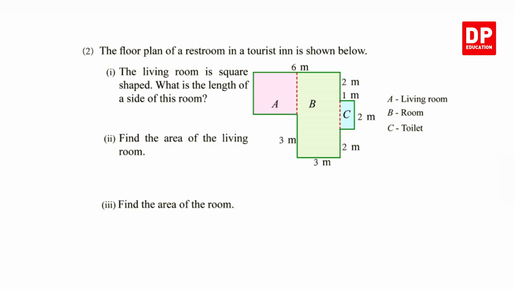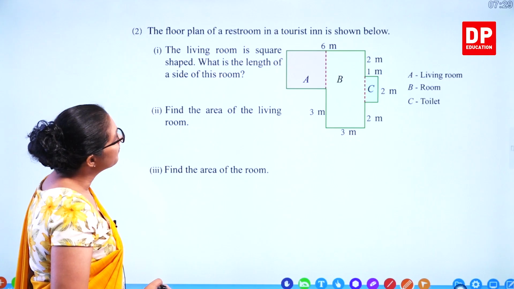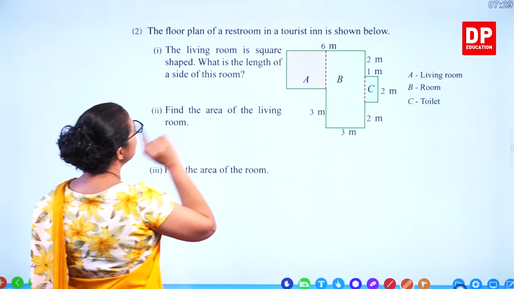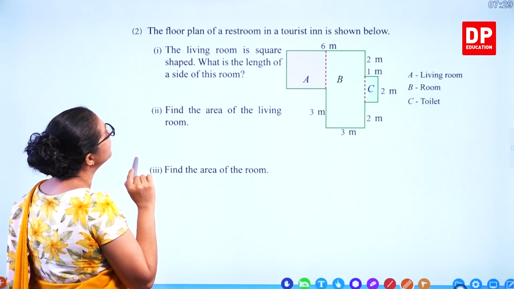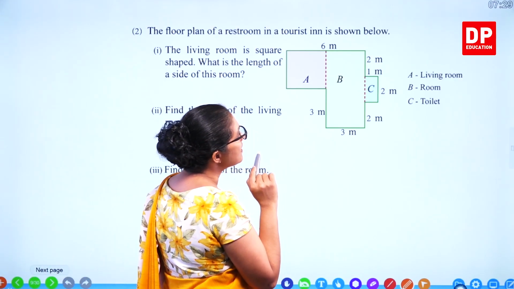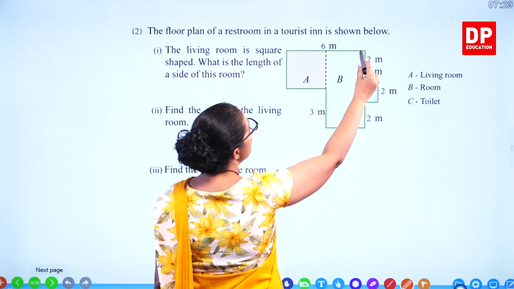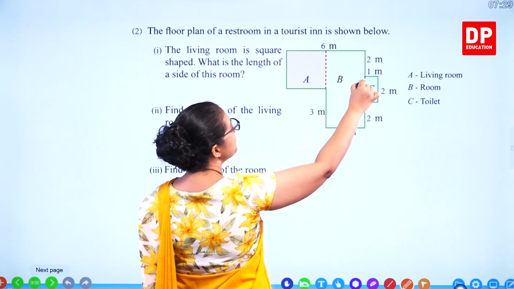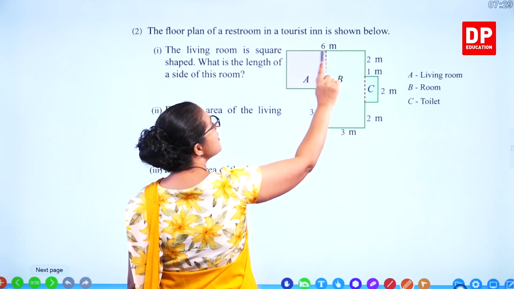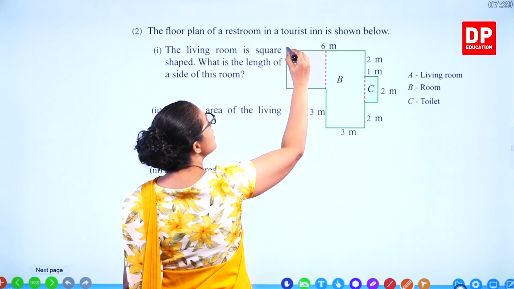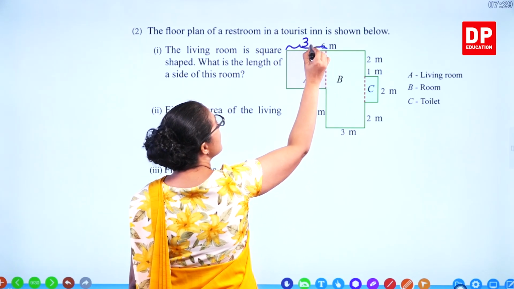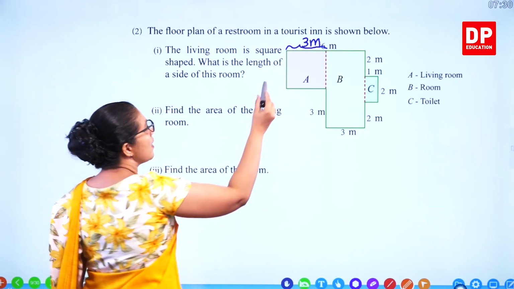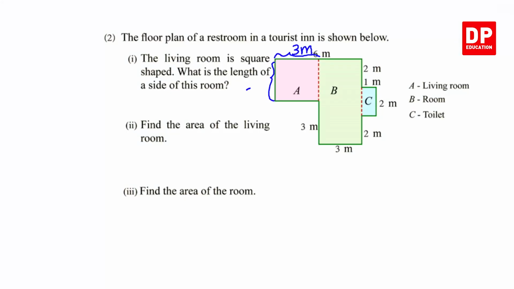Look at this question. The floor plan of a restroom in a tourist inn is shown below. The living room is square shaped. So this is the living room. What is the length of a side of this room? Look carefully at the measurements and see. This is 3. Here, look at the total length here. And also from this, you can identify this length. 6 is the whole length. This is 3. Then what is this length? This is 3. A is a square. So you get this also 3 then. So this is 3 meters and side length is 3 meters.